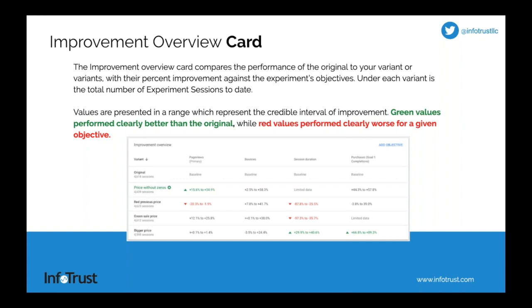In this example, you can scan and see for page views that there was a clear winner for a particular variant, or a clear loser, and for session duration we also have some clear losers and winners. So in this improvement overview card, you can quickly see an overview of how all of your variants performed for each of the objectives that you set when you set the test up.